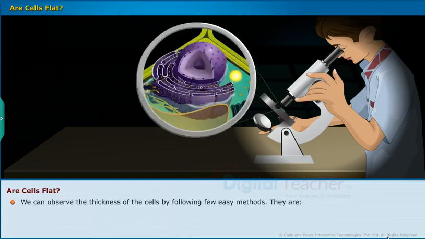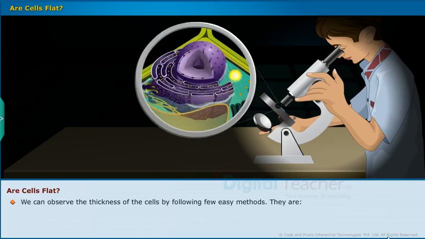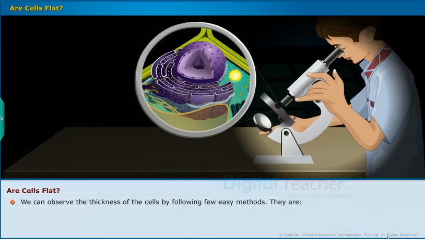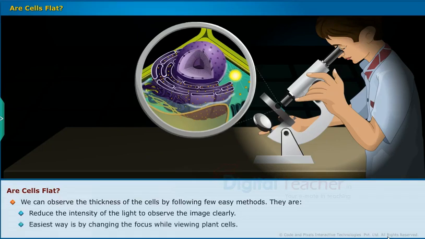We can observe the thickness of the cells by following few easy methods. They are: slightly change the focus of the microscope while viewing plant cells on the slide and look at the cell wall. Then we are able to observe the thickness of the wall. Reduce the intensity of the light to observe the image clearly. Easiest way is by changing the focus while viewing plant cells.